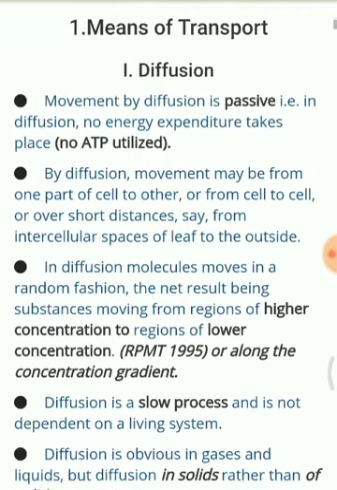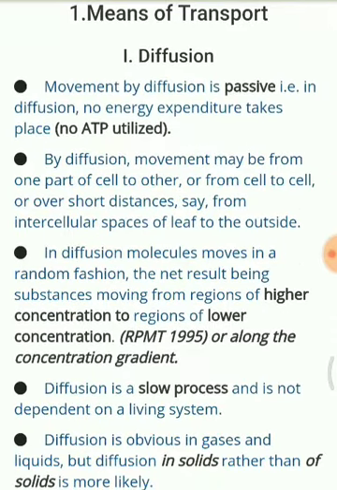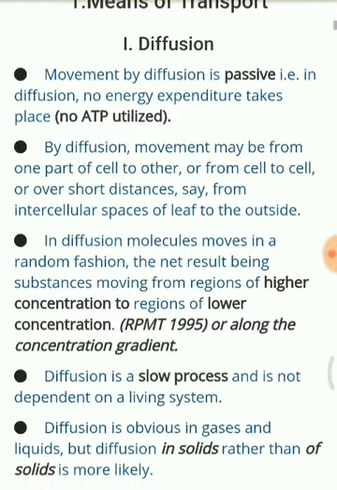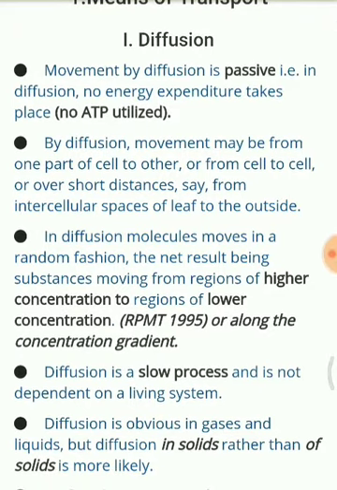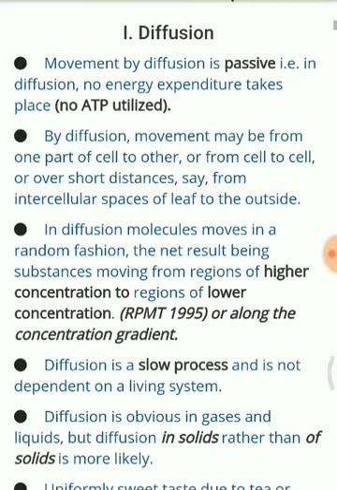Means of transport: 1. Diffusion. Movement by diffusion is passive, that is, no energy expenditure takes place and no ATP is utilized. By diffusion, movement may be from one part of the cell to another, or from cell to cell, or over shorter distances, say from intercellular spaces of leaves to the outside.